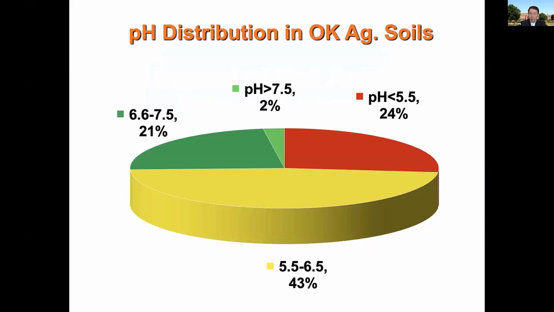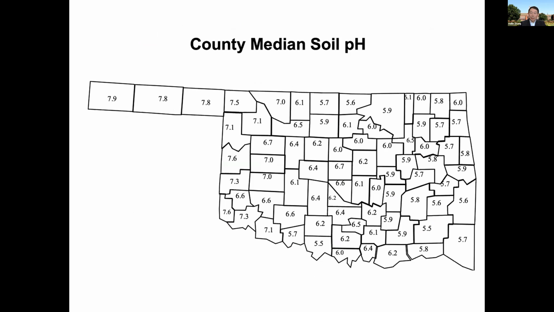The reason I want to revisit this topic is because we still have lots of acid soil in the state. The overall percentage of soil with a pH less than 5.5 is about 1/4 of all the samples. But in the wheat region, this percentage is much higher. It could be like 30%. In some counties, this can be as high as 40%, 38, 39%. Like this is pH distribution in the state.